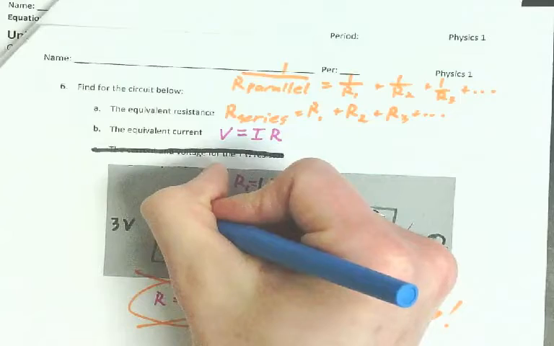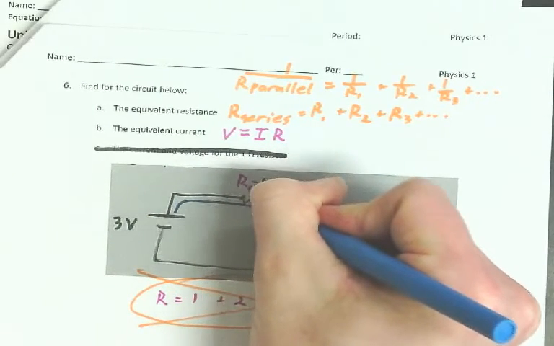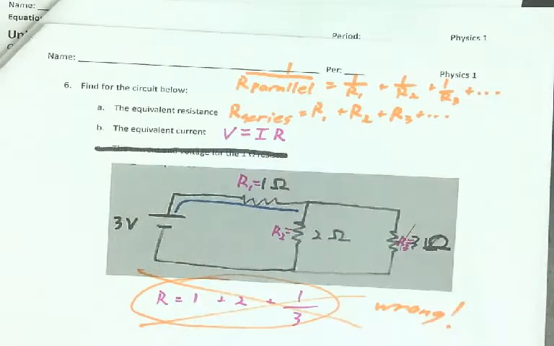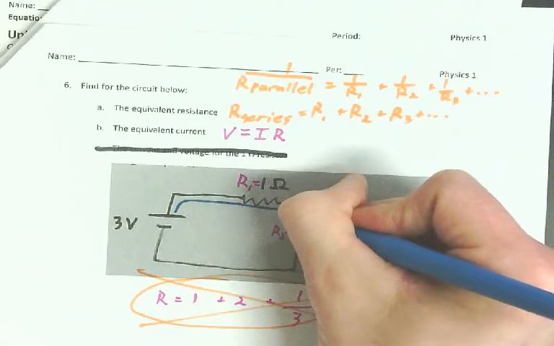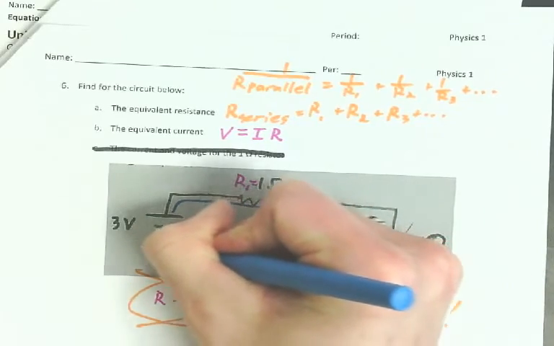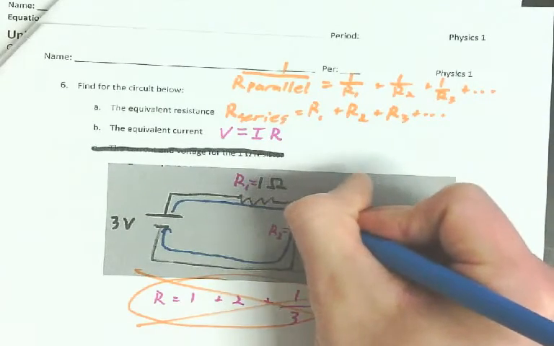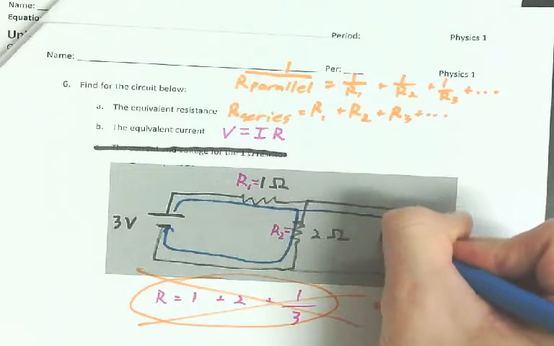If I'm a little choo-choo train, I go from here, I go through the first light bulb, I get to this point. At this point, I can choose what Mr. Choo-Choo wants to do. It can either go this way to the light bulb, or to the battery, sorry, or it could go this way.